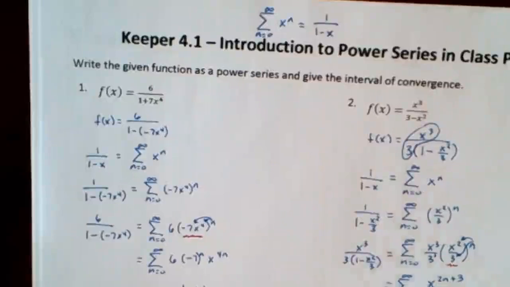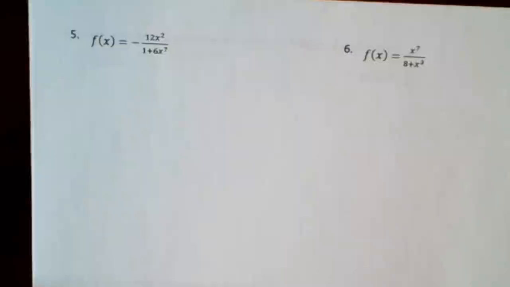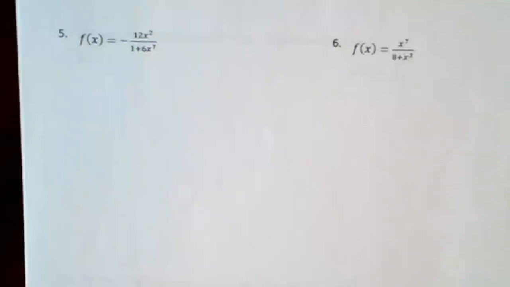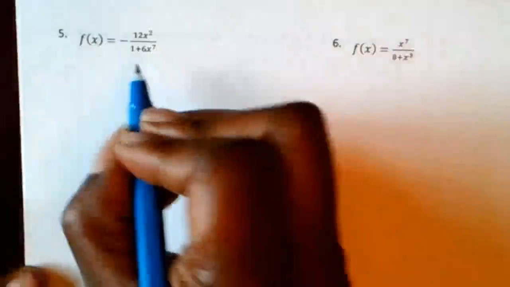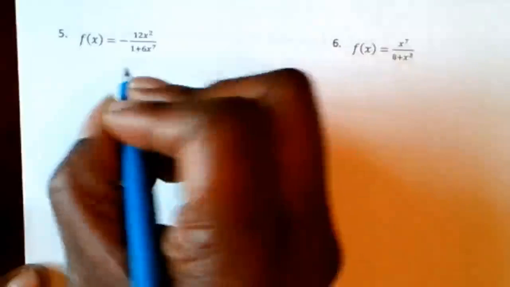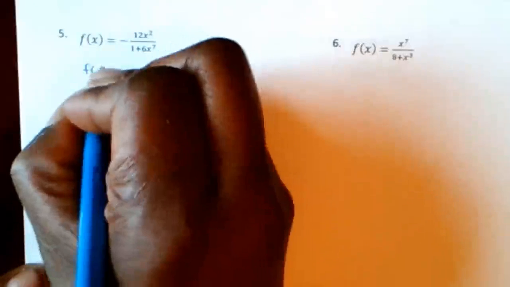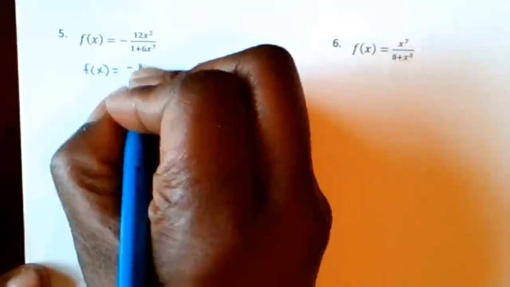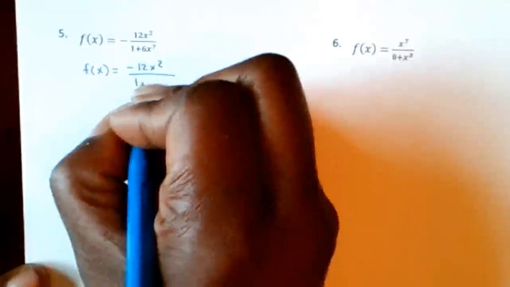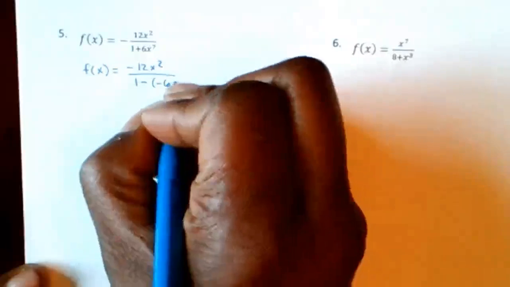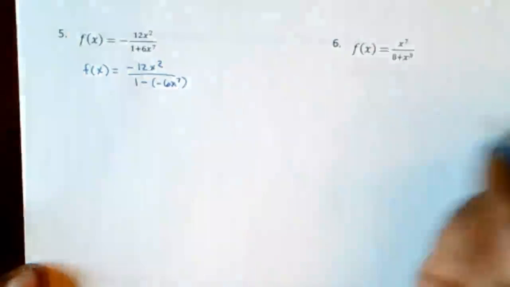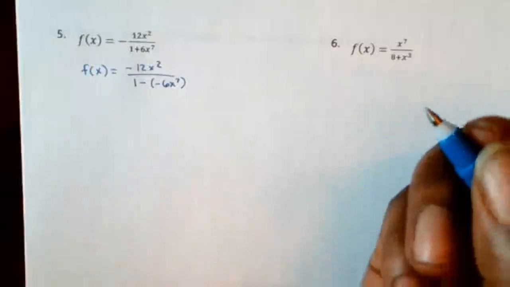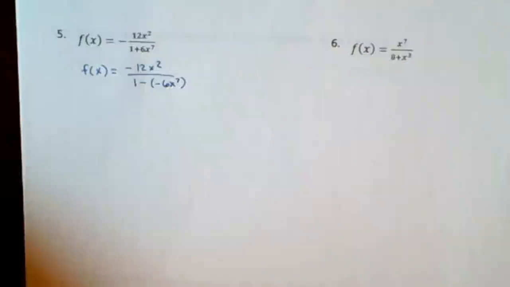All right, example 5. We have negative 12x squared, and then we have 1 plus 6x to the 7th. So the only issue I see on this one is the plus sign. I need to change that to a minus, so I'm going to write that as f of x equals negative 12x squared over 1 minus negative 6x to the 7th. Again, I change it to minus so that I have negative and a negative, which would be a positive.